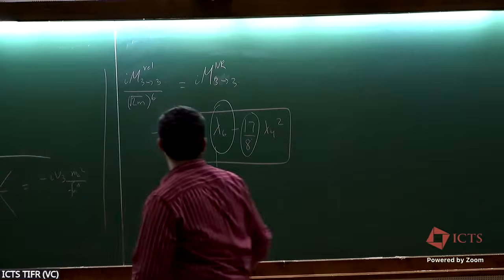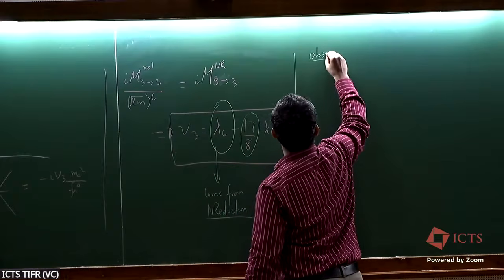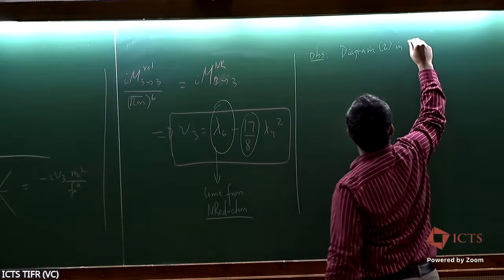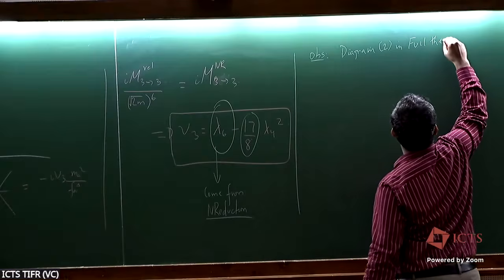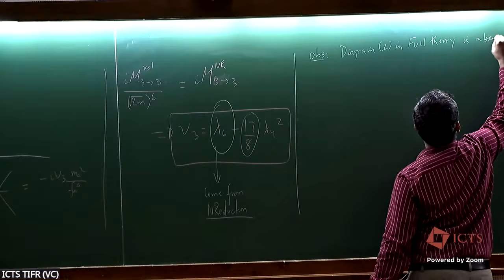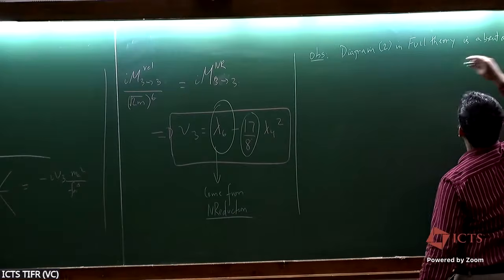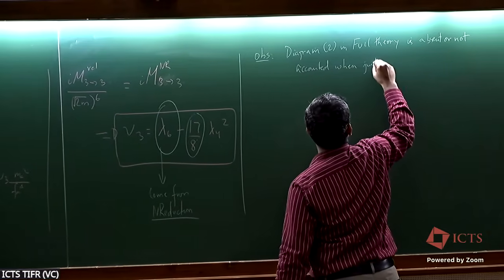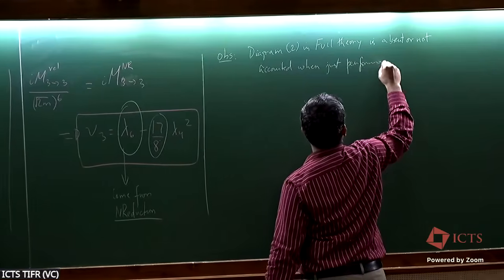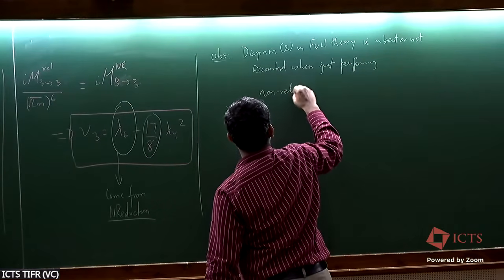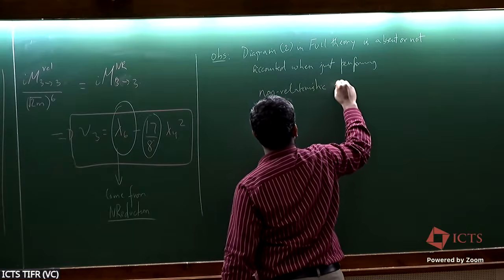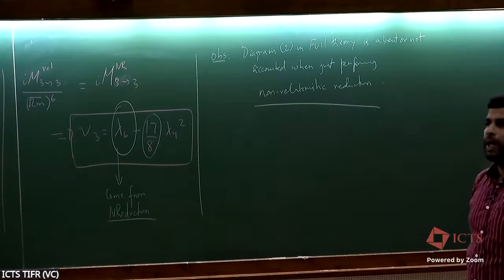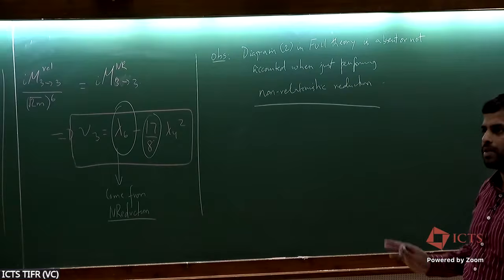So the observation is that diagram 2 in the full theory is absent or not accounted for when just performing non-relativistic reduction. But it is accounted for in the case of matching calculations.